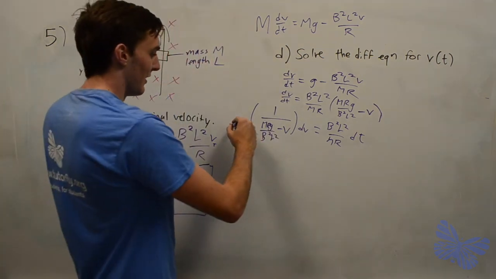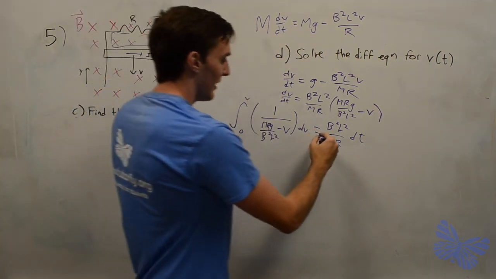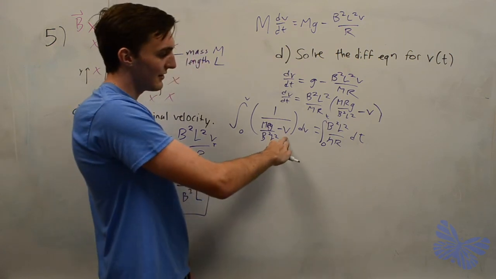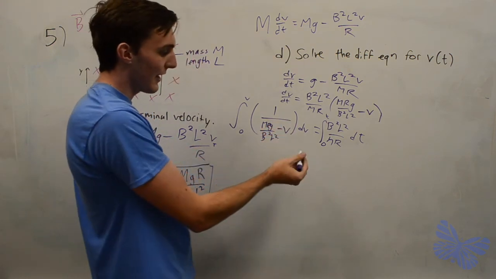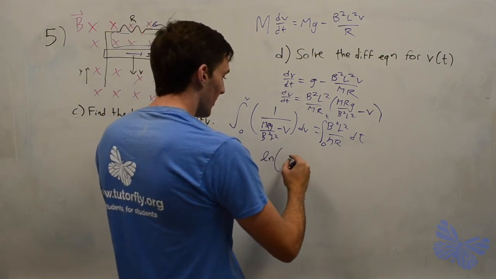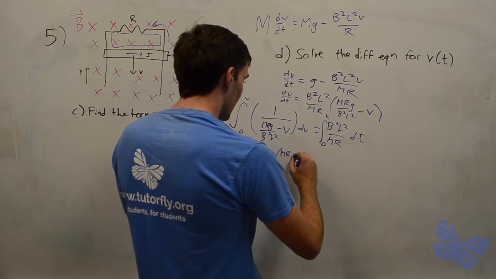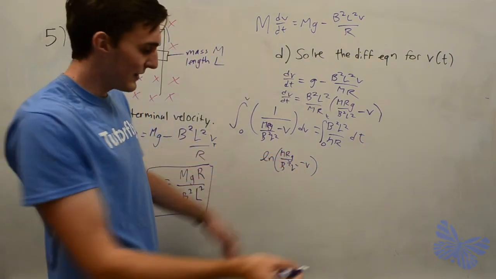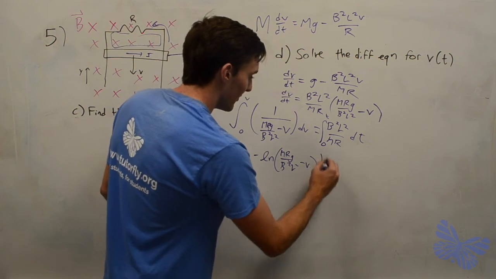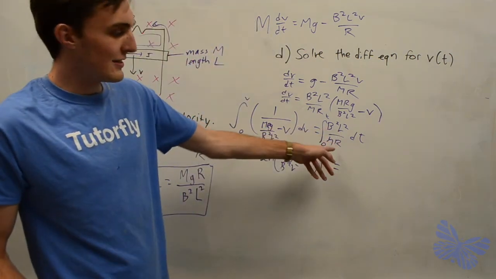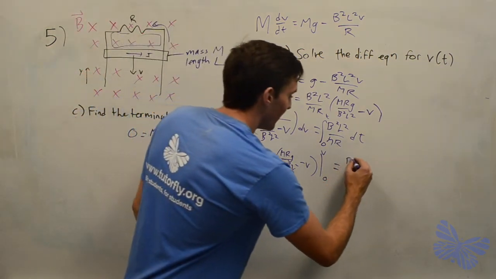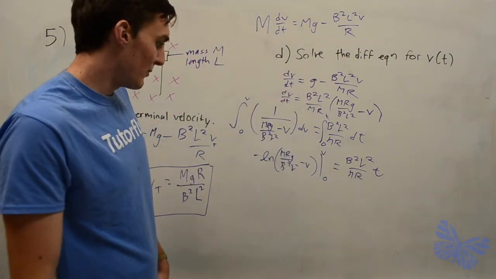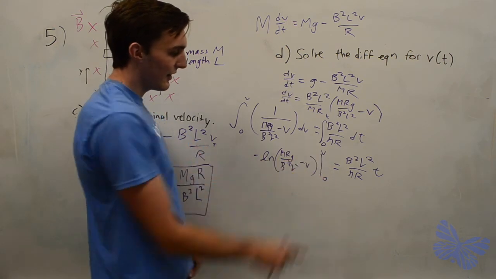And so now we integrate this side from 0 to v, integrate this side from 0 to t, where these are just some variable. And so this, since it's 1 over some function of v, it's going to be an ln. So we get ln of mrg over b squared L squared minus v. And then since this is a minus v, there's going to be a negative that pops out. And we go from 0 to v. And that's just going to equal, since this is a constant, it's just going to be b squared L squared over mr times t.